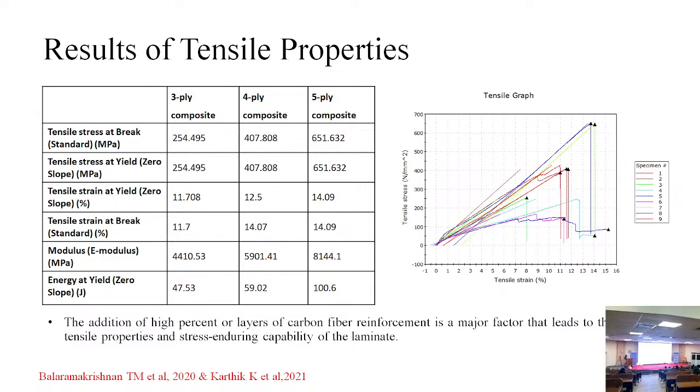So the results of the tensile properties: here we can see the stress-strain graph, and we can see that the tensile strength is enhanced for the higher percentage of layers, like the 5-ply composite. It is increased for the carbon fiber reinforcement with 5 layers, which is a major factor leading to good bonding, good strong adhesion between the strong carbon fibers and the epoxy resin, so we can say that the stress-enduring capacity of the laminate is good for the design of the prosthetic foot.